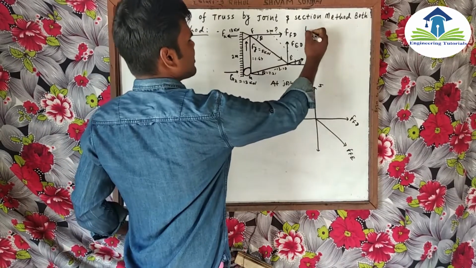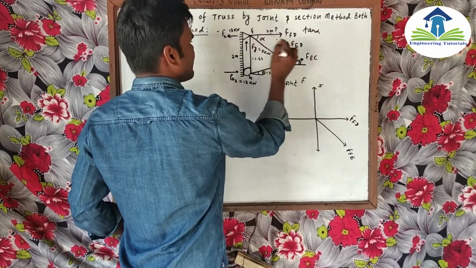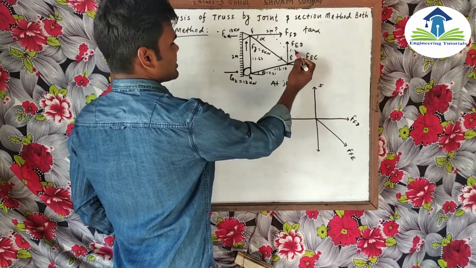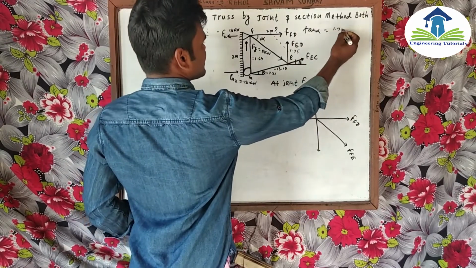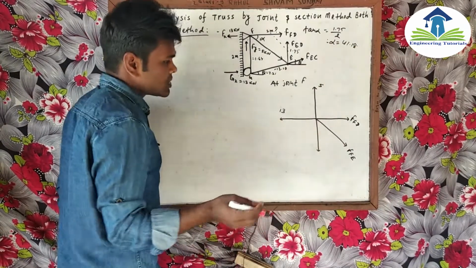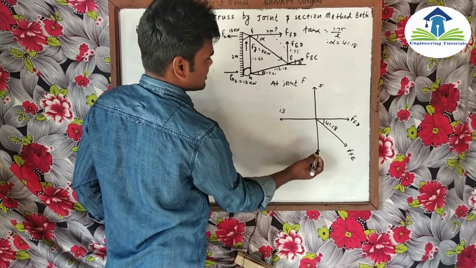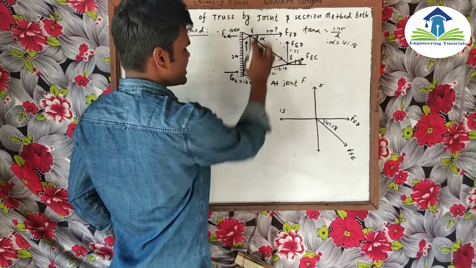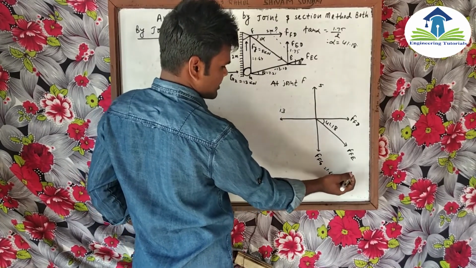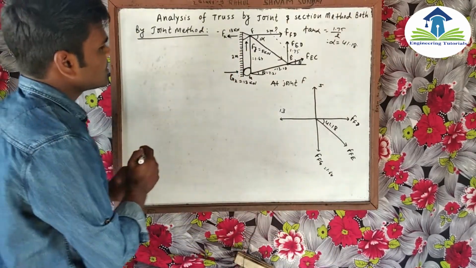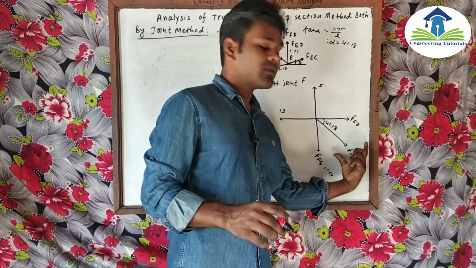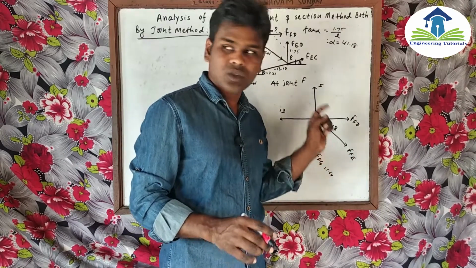So tan alpha is like this: this is 1.75 and this is 2. If we calculate the value of alpha, we find 41.18 degrees. This is the 41.18, and this is FFG, which is 1.64. Now there are two unknown forces, FFD and FFE, and we have to calculate these values.